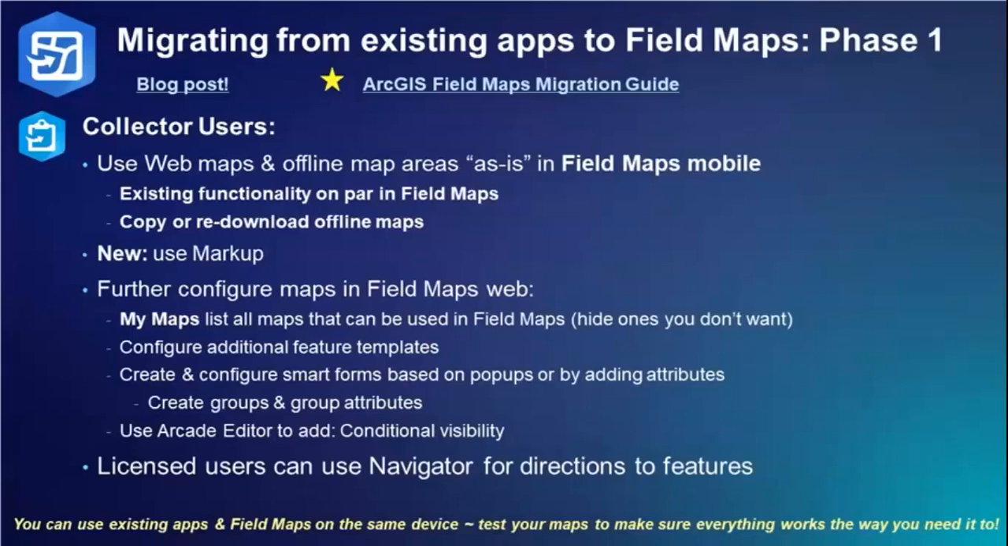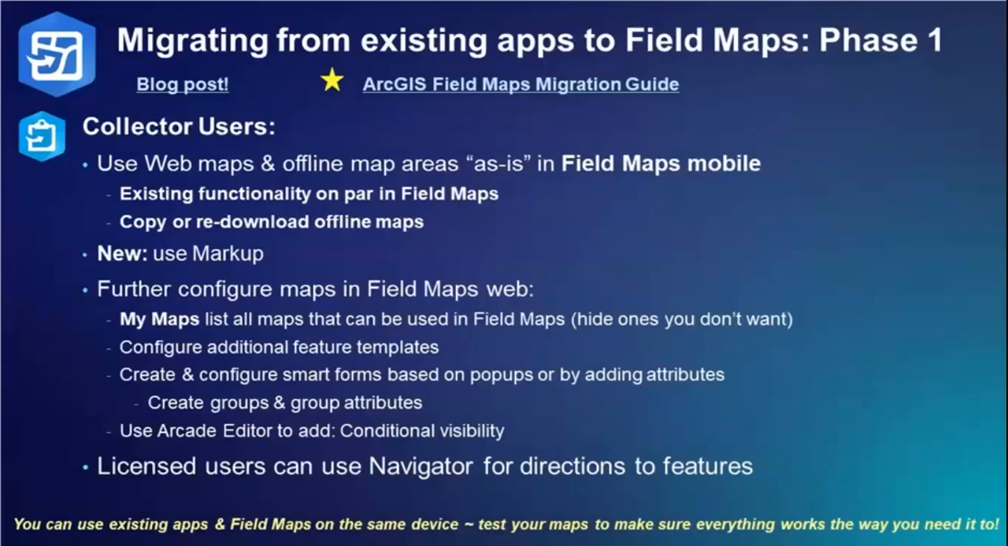What's new is you can use markup with your Field Maps in editing capacity, and you might want to take advantage of that Field Maps web app, even though it's in beta, to go in and work with the feature templates and start working with smart forms and just getting used to how those work. And as Caitlin showed, the Arcade editor to add the conditional visibility. So again, your licensed users can add Navigator for directions to features, and tracker users can use tracking. So again, existing apps can stay on there.